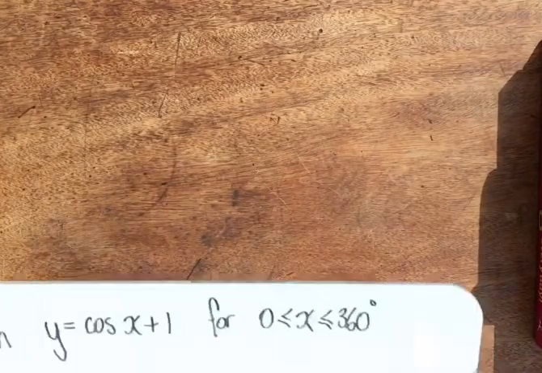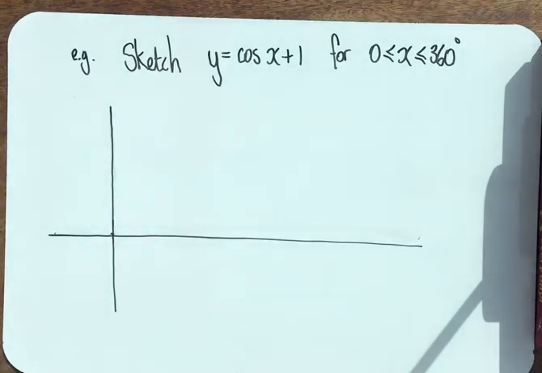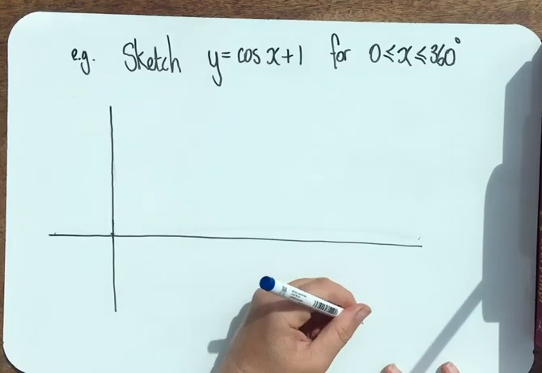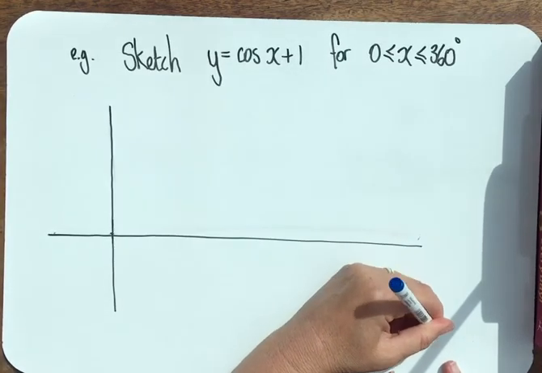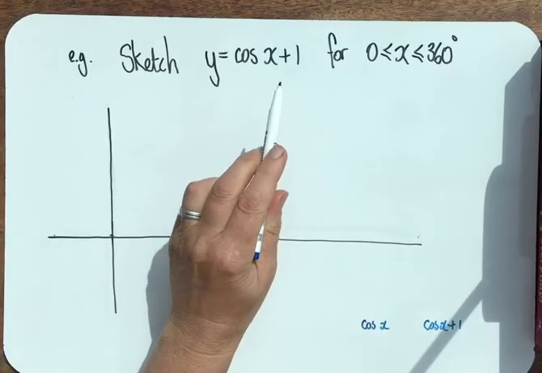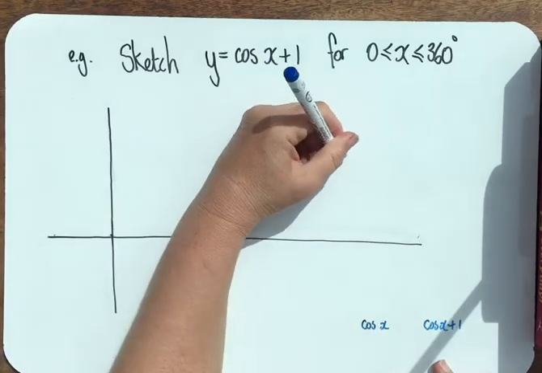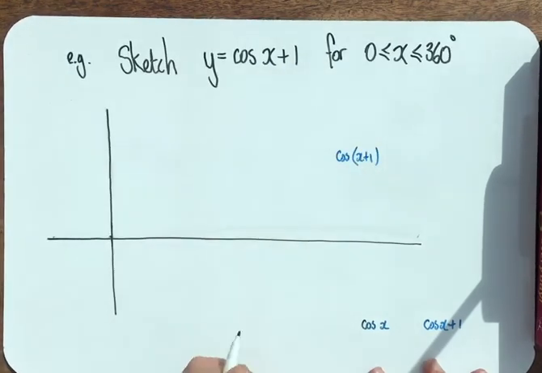And the last one I'm going to do is a bit easier. And that's just sketch y equals cos x plus 1, between 0 and 360. So again, just think about your transformation. So cos x is going to cos x plus 1. Be a bit careful with this. This means cos x and then add 1. If it was cos of x plus 1, you would have to put a bracket around that x plus 1.